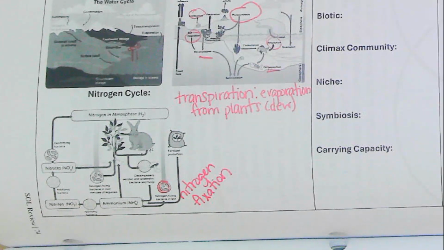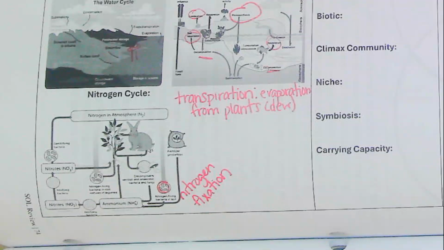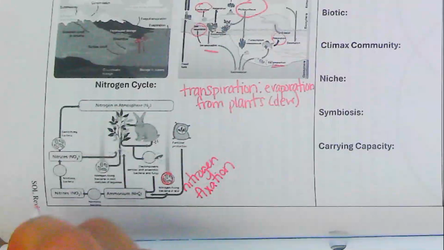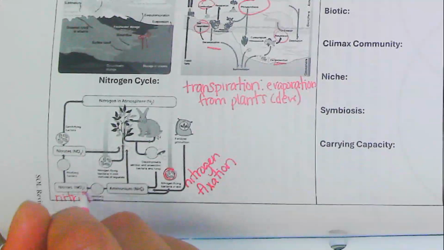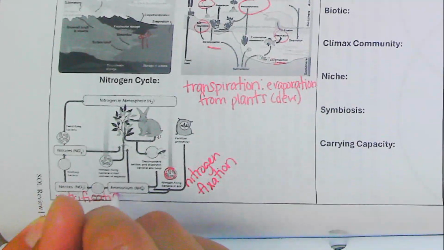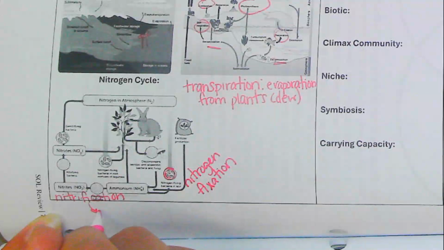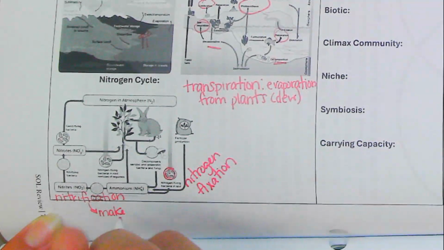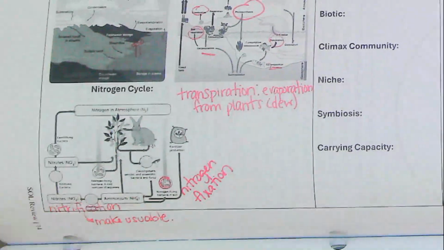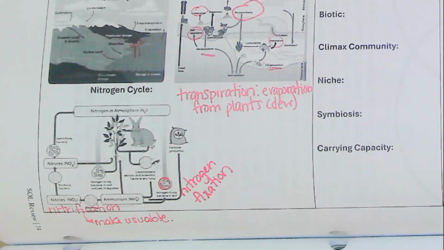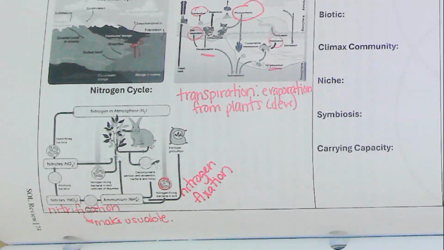Bacteria convert it from ammonium to nitrate, which is more of a usable one, adding oxygen into it. That process is called nitrification. That's another one that might pop up. That's where you make it usable. You can use nitrates in your body. You can't use ammonium. So nitrification is when we make it usable for humans.